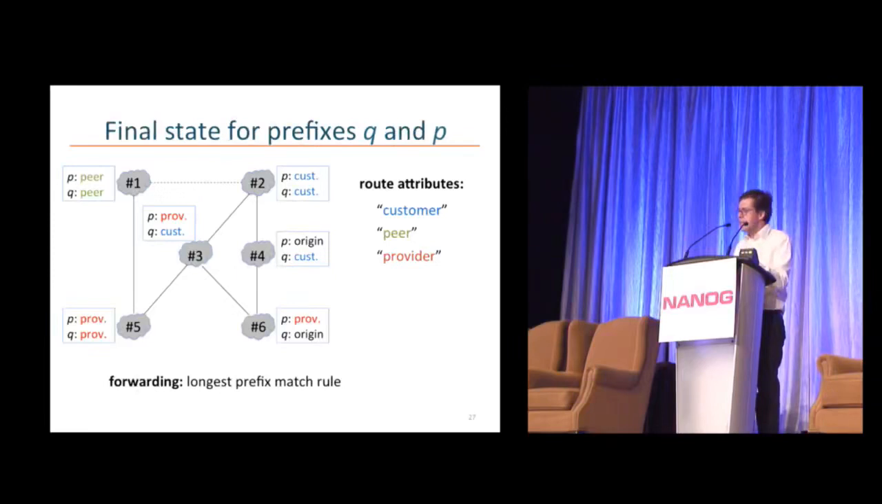The same process propagates prefix P network-wide. And this slide represents the final state for P and Q. The forwarding of packets follows the longest prefix match rule. So a data packet is forwarded along the longest prefix that matches the destination address of that packet. For instance, a data packet with destination in Q arriving at AS3 will be sent along the customer route directly to AS6 rather than along the provider route to AS2.